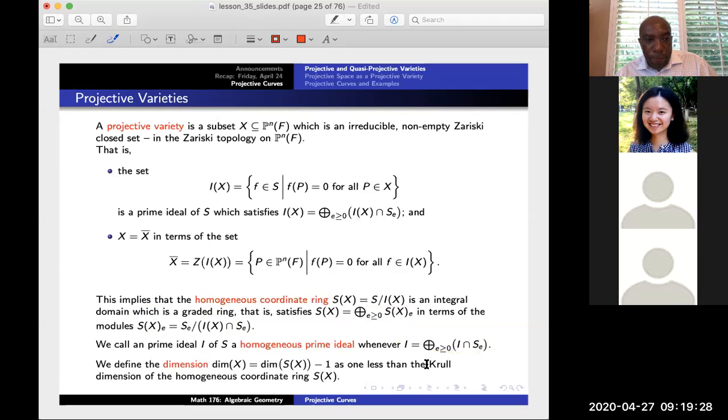And finally, we'll define the dimension of a projective variety as just the Krull dimension of our coordinate ring minus 1. And we'll see in just a little bit why we do this minus 1 trick here. Right, so again, this is what we mean by the dimension of a projective variety.